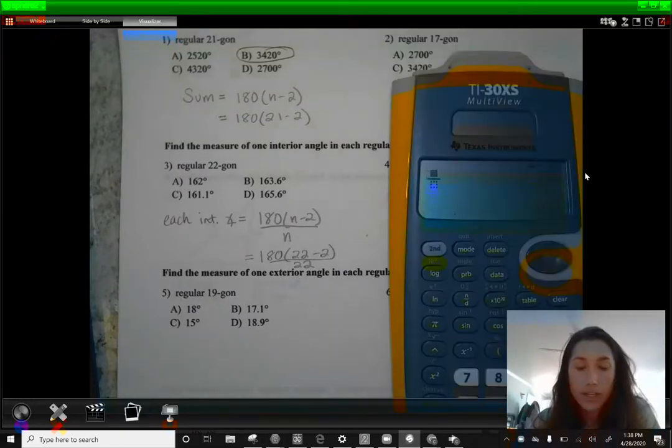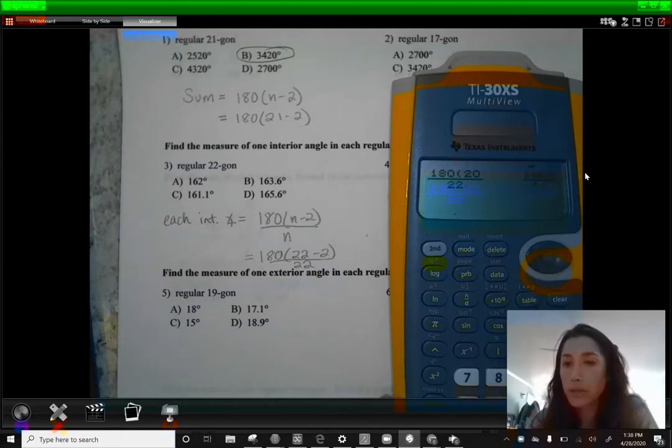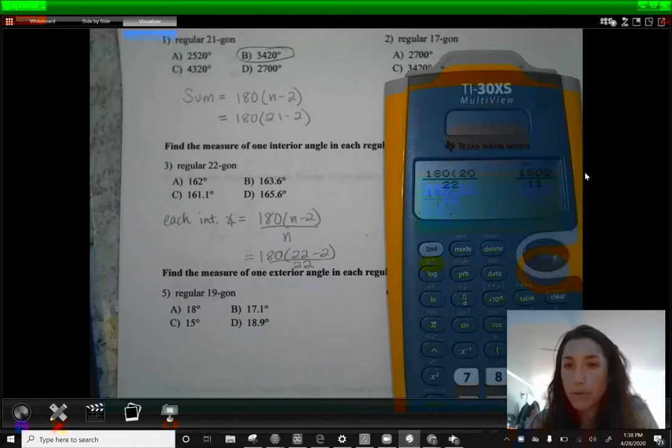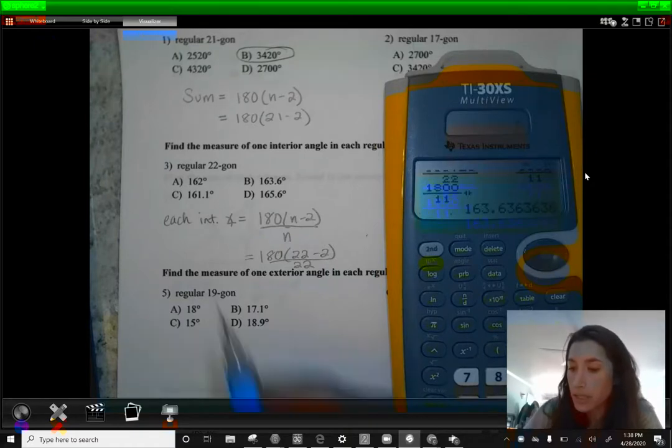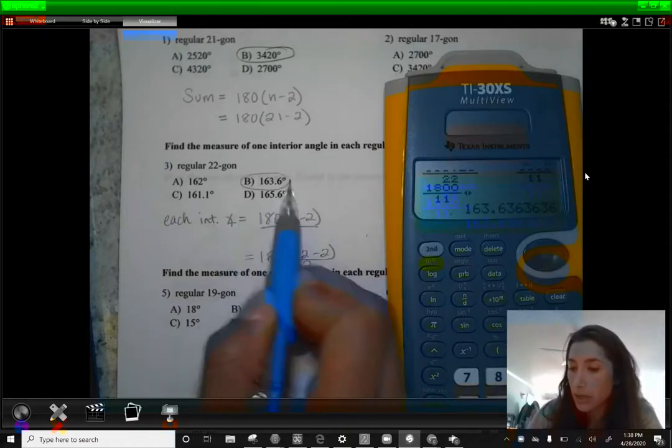You can create a fraction or you can just put divided by. So we're going to do 180 times 22 minus 2, which is just 20. And then we're going to divide that by 22 because there's still 22 angles. And we want a decimal format for this. So 163.6. Here we go.